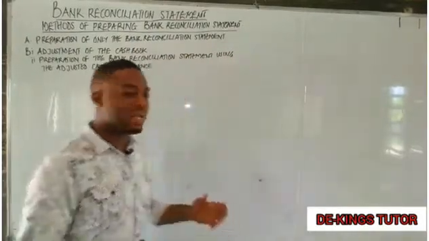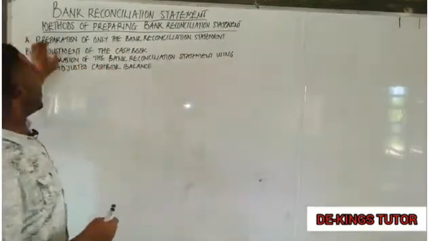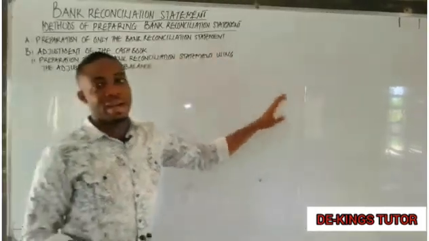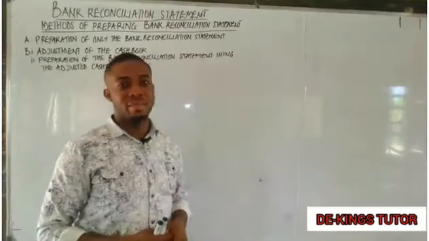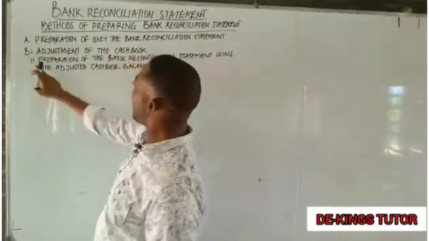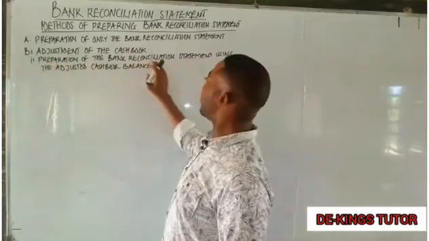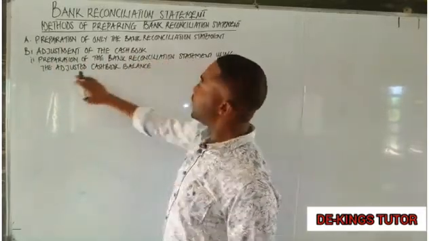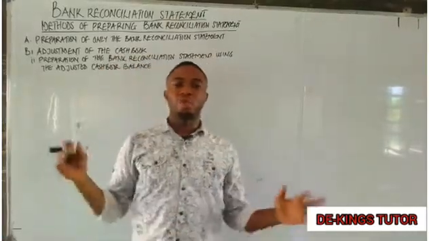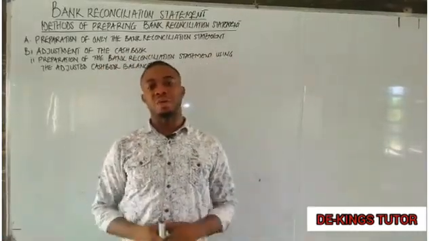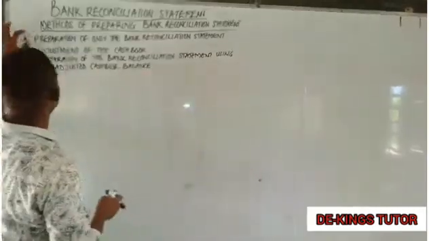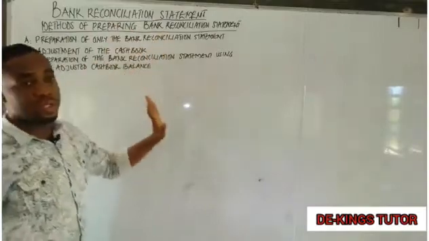Basically, we have two methods. The first one, as it's written here, is preparation of only the bank reconciliation statement. The second one is adjustment of the cash book and also preparation of the bank reconciliation statement using the adjusted cash book balance. So these are the two methods of solving bank reconciliation. Now let's see them one after the other, starting with the first, preparation of only the bank reconciliation statement.